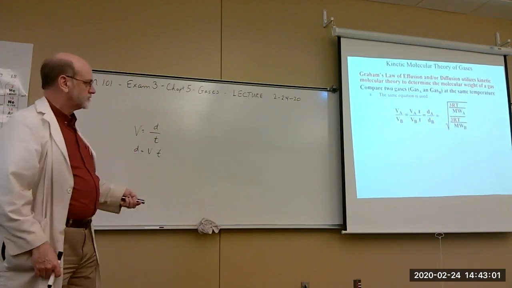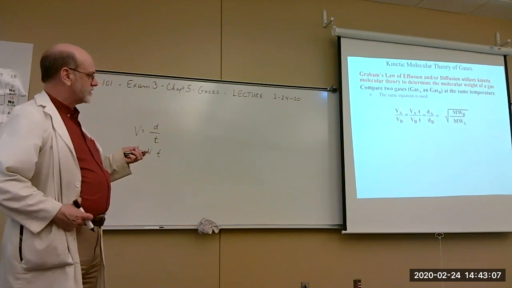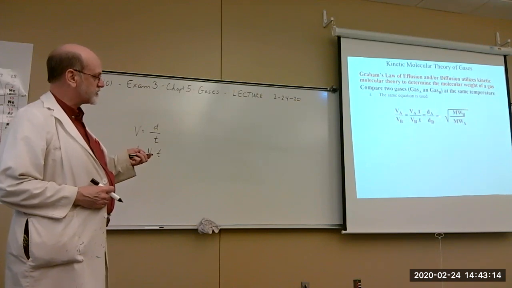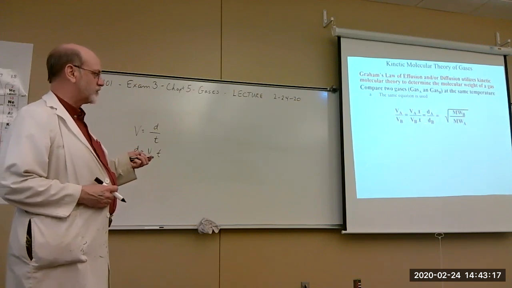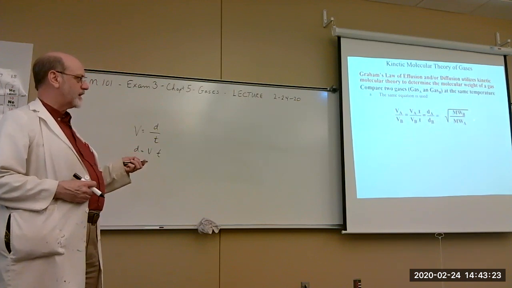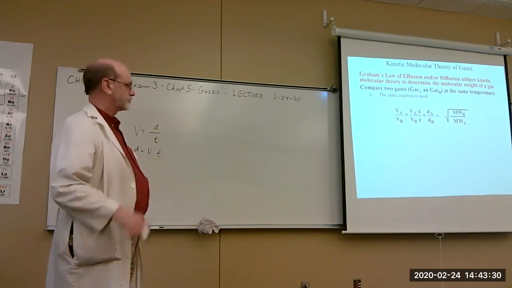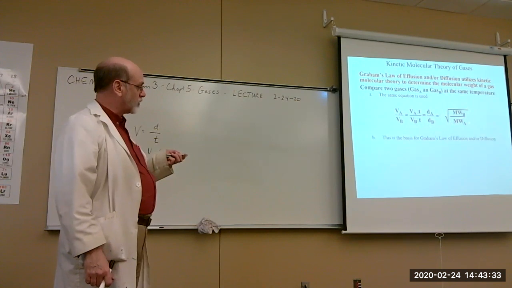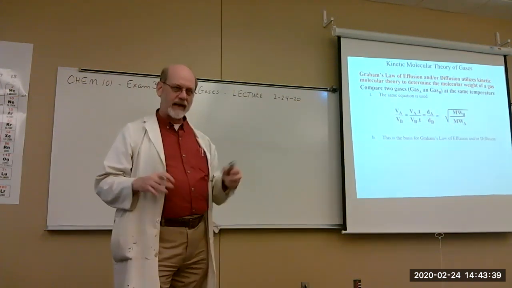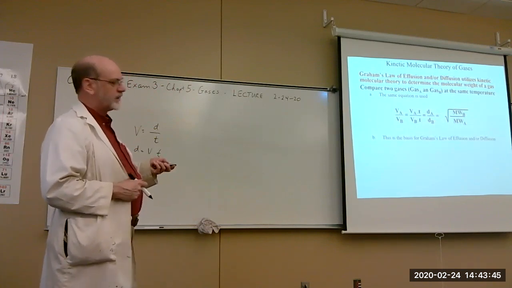So what we get is, by rearrangement, the velocity of A ratio to the velocity of B is also the same as the distance traveled for A divided by the distance traveled for B, and that is equal to the square root of the molecular weight of the heavier one divided by the molecular weight of the lighter one, in this case. So if we know the molecular weight of one of them, and we measure the distance that they travel in an enclosed space somehow, then we could ratio the distances and plug in our known and solve for our unknown.